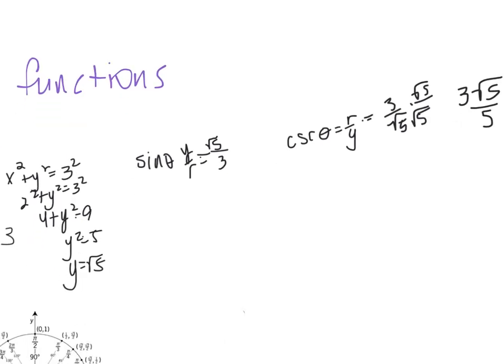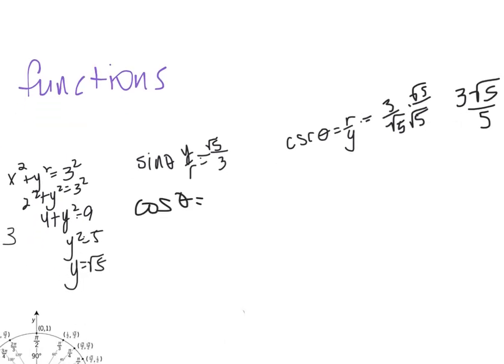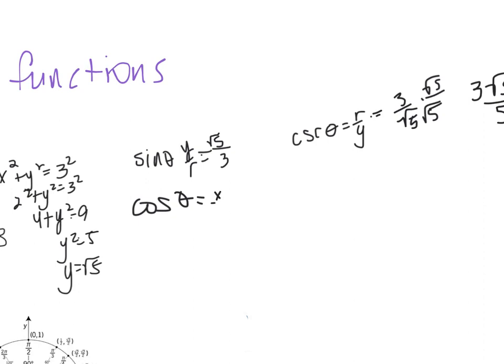Now I have my cosine. Cosine is X over R, 2 over 3. So my secant, my reciprocal function, would be R over X, which is 3 over 2.